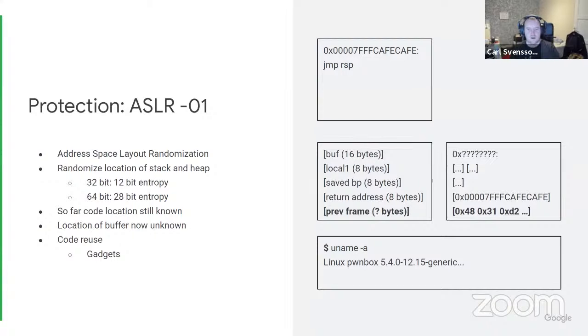So we use the code that's already in memory as a trampoline to get us to execute the code that we have injected. And this small piece of code that's already existent in memory, we call that a gadget. And there will be more of those in the next step.